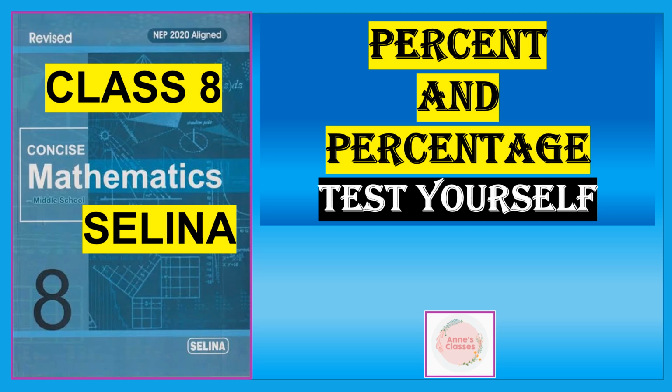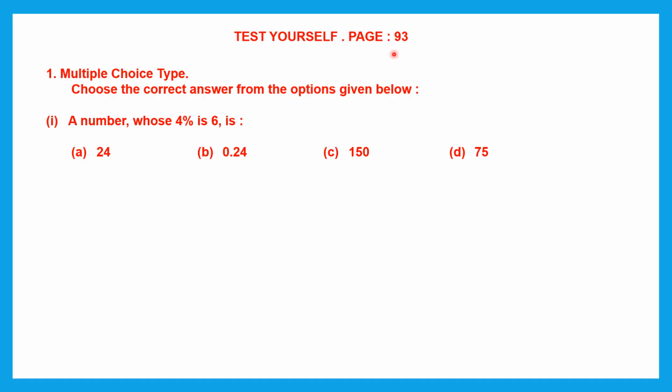Let's do percent and percentage. Test yourself. This is found on page number 93 and we are starting with the multiple choice type. Choose the correct answer from the options given below. A number whose 4% is 6 is which number?